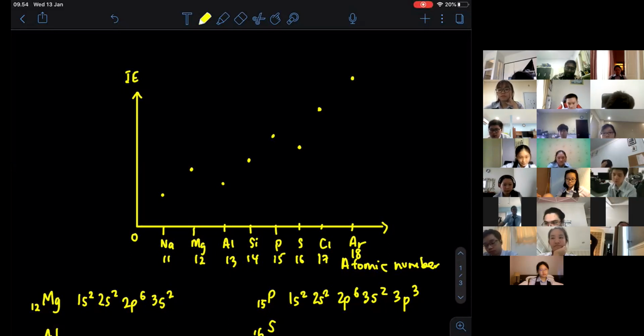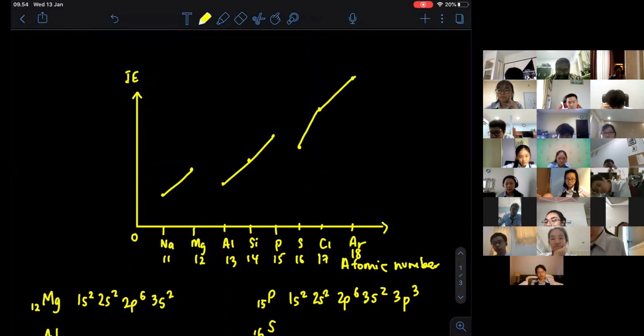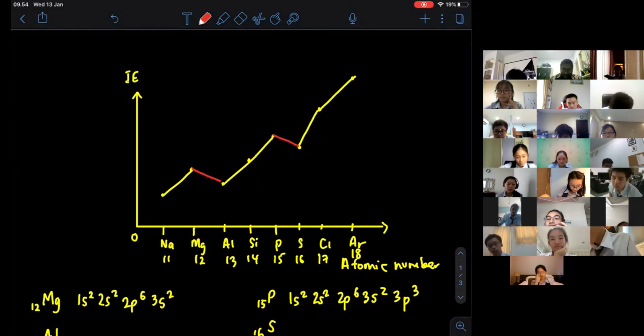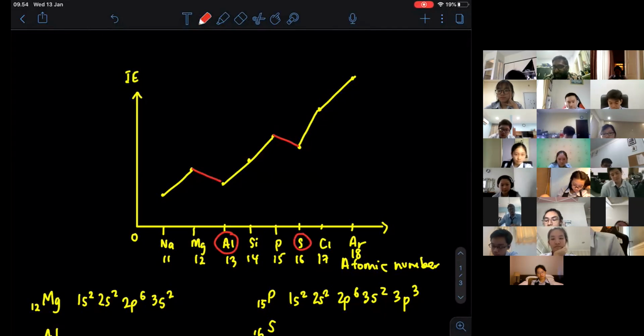If I connect all the dots here, I do see a pattern of increasing, but there are some abnormalities we need to focus on, from here to here, and from here to here. We can see that aluminium has a lower than expected value, and sulfur also has a lower than expected value. Generally, we expect the ionization energy to increase for all of them.